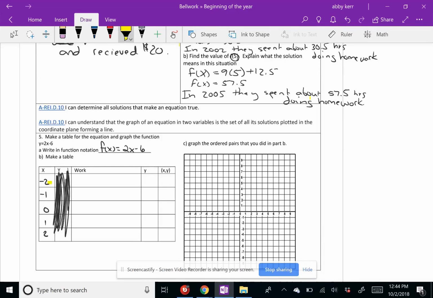Now, these are inputs. And then to get our outputs, you need to actually calculate. So what I'm just going to do is write the shell of the problem, and then I will fill in the x values as we go on.